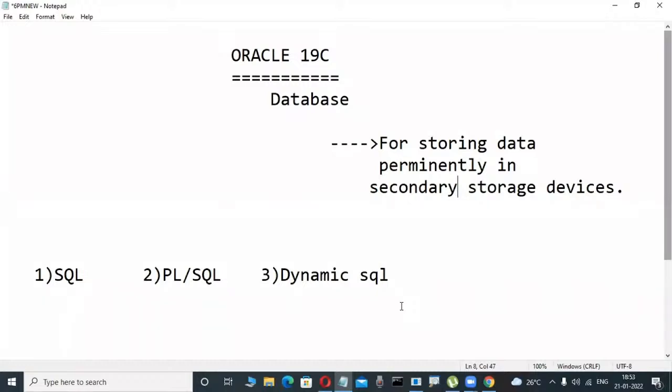ETL developers always need subqueries, joins, materialized views, indexes, partitions. Some concepts are required: analytical functions like rank, dense rank, lag and lead, and over clause features. Some knowledge is required, and PL/SQL stored procedures.